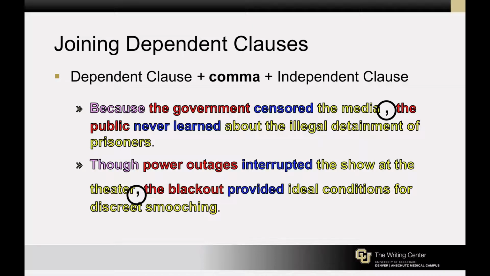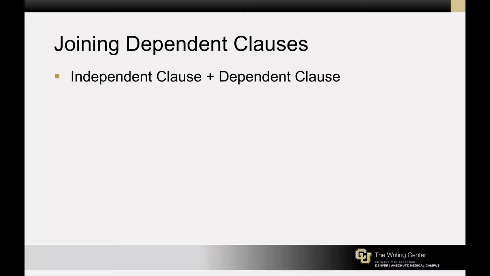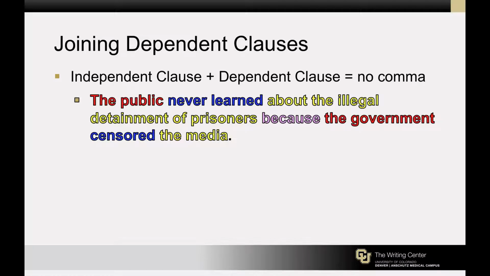For further illustration, here's another example. However, if the independent clause comes first, followed by the dependent clause, no comma is needed. For example, the public never learned about the illegal detainment of prisoners is an independent clause beginning the sentence, so the dependent clause, because the government censored the media, can follow without a comma.